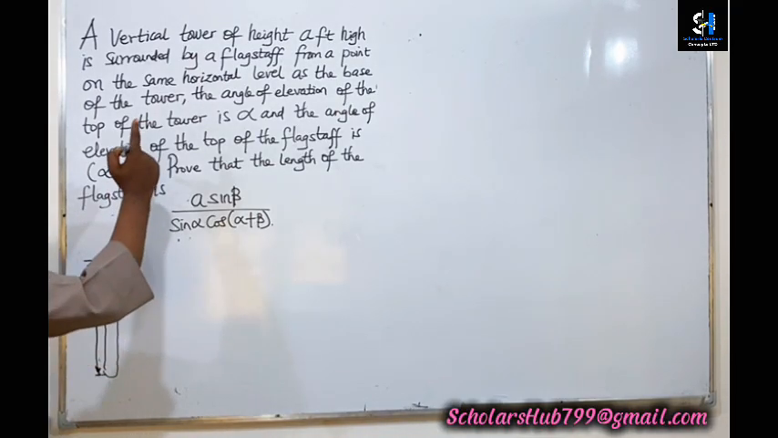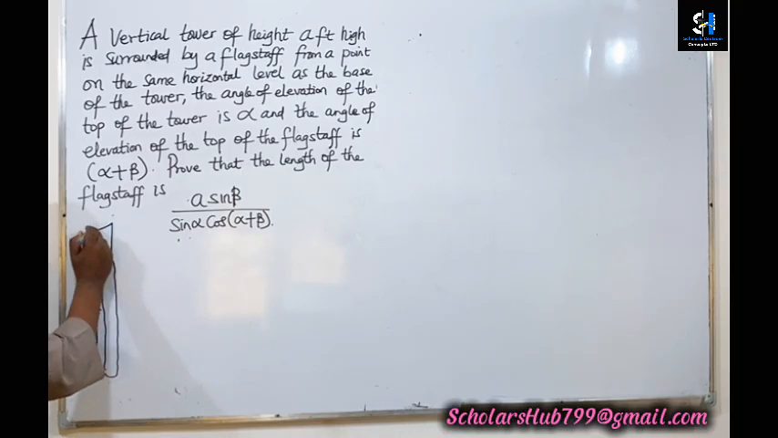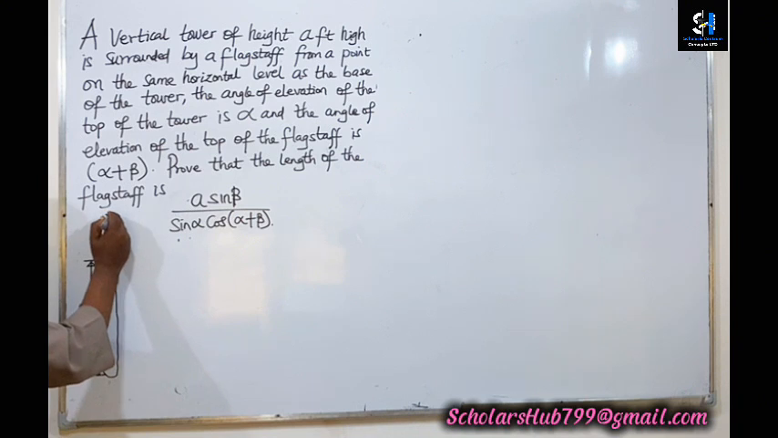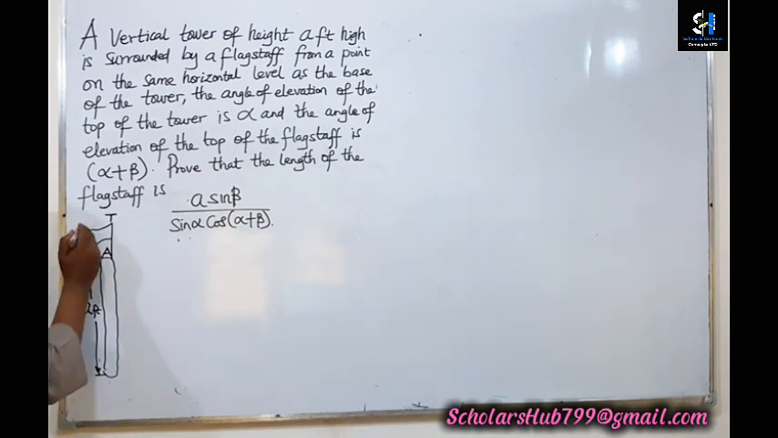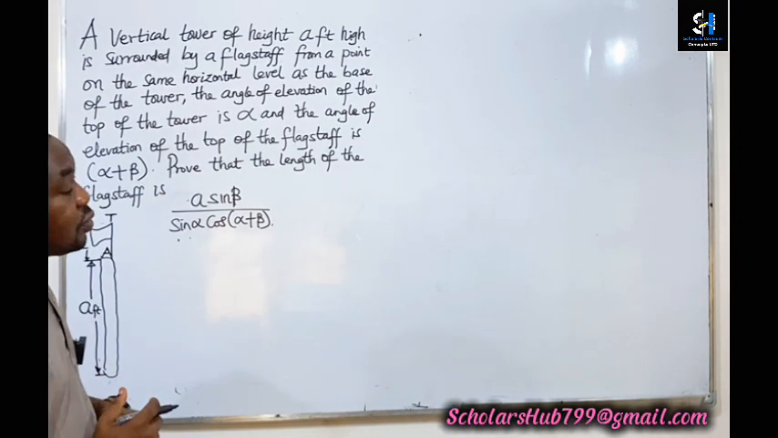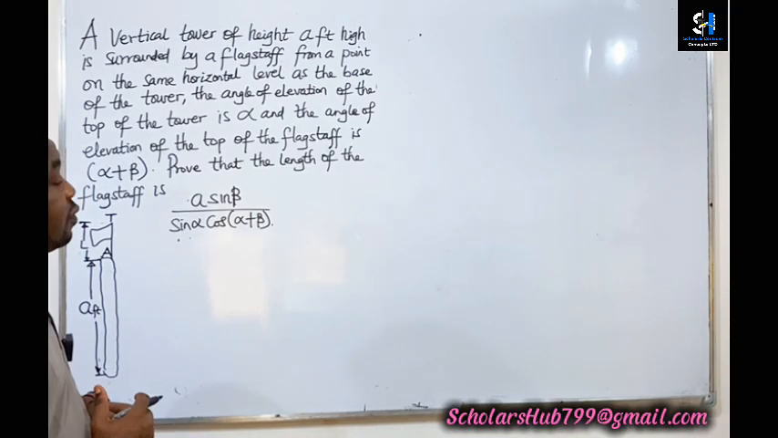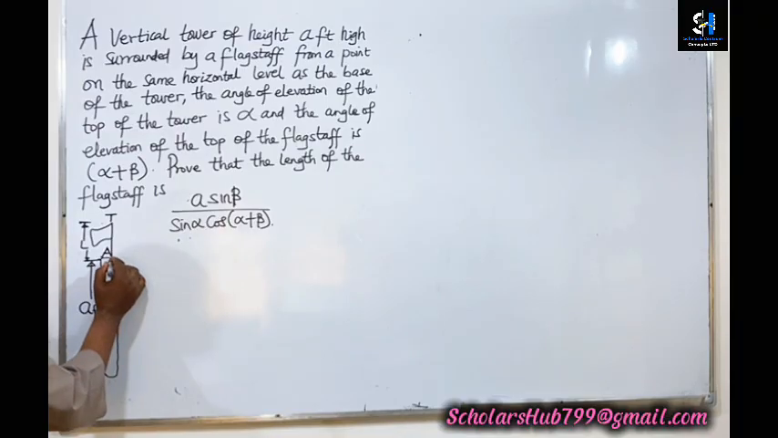Then it is surrounded by a flagstaff. So this is a flagstaff, this is A, and this is the top of the flagstaff. Let's take the length of the flagstaff to be L. The length of the flagstaff is L. So we have that from a point on the same horizontal level as the base of the tower, the angle of elevation of the top of the tower is alpha. This is the top of the tower.